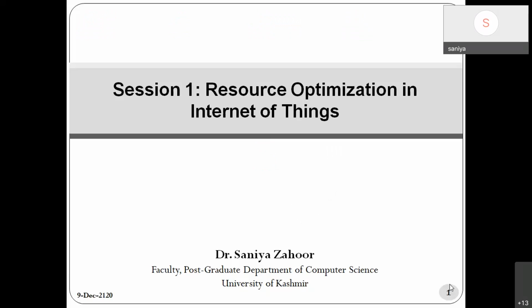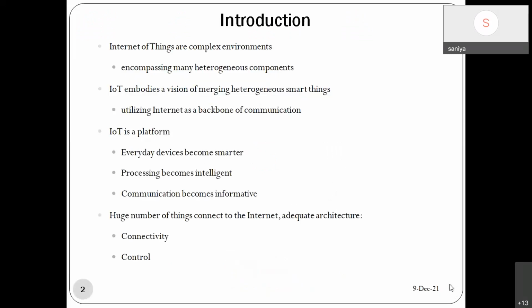Before I start with what resource optimization is, I need to say something about the Internet of Things. I will introduce what IoT is. IoT are complex environments. These are not simple environments. These are complex environments and these encompass many heterogeneous components. The objects that are present in an IoT environment can be heterogeneous. That means there are different specifications that they can have.